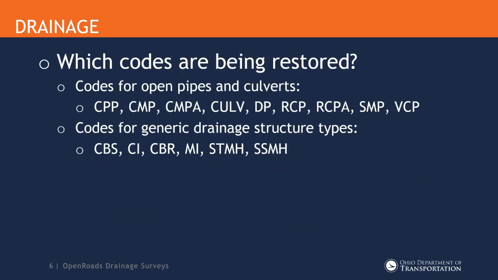So as Matt had in his presentation and upcoming updates, the codes for open pipes and culverts are going to be added back into the standards, and those are listed there. And then the codes for the generic drainage structure types will be added back as well. So these are supplemental to the codes that are in there for a specific type. So you could still use whichever codes you are comfortable with. The ones for the type will not be removed. Those will stay in there. These are just supplementing those.